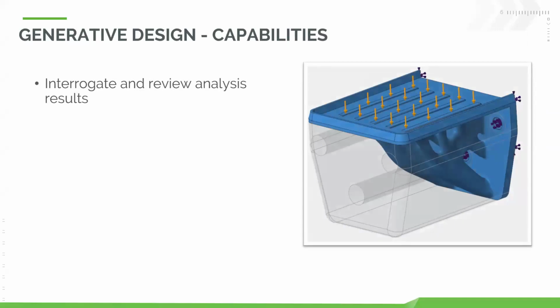You can interrogate those models at the end as well, review them, see any of the analysis results. Maybe you're evaluating stresses, deformation, seeing how changing the weight or removing some of that material is going to affect the strength of your part. Surely you don't want it to compromise on that, but still it's good to check at the end for it.